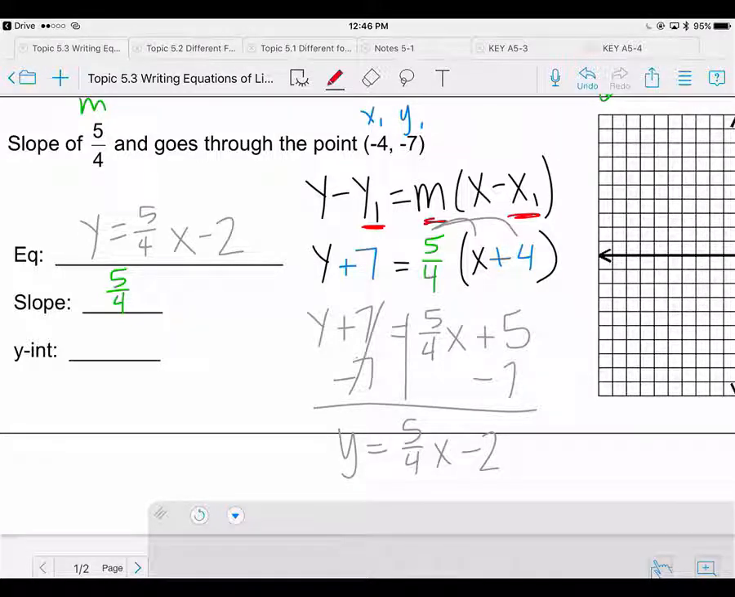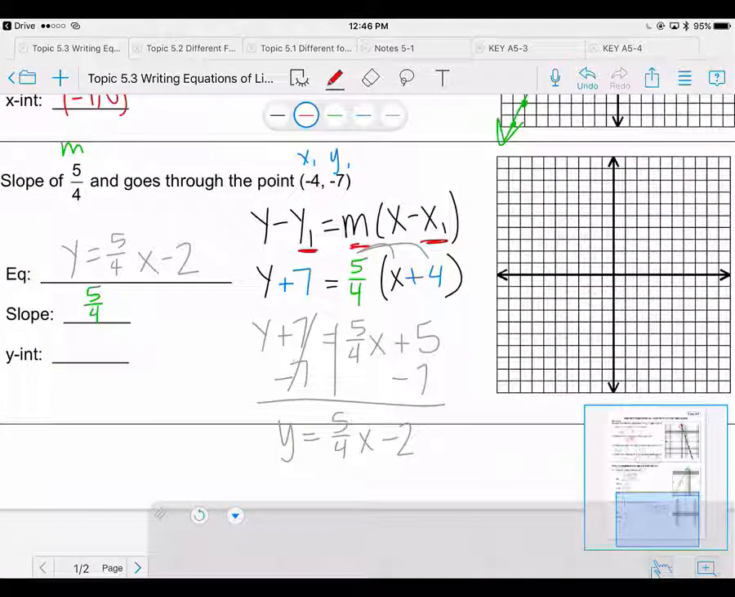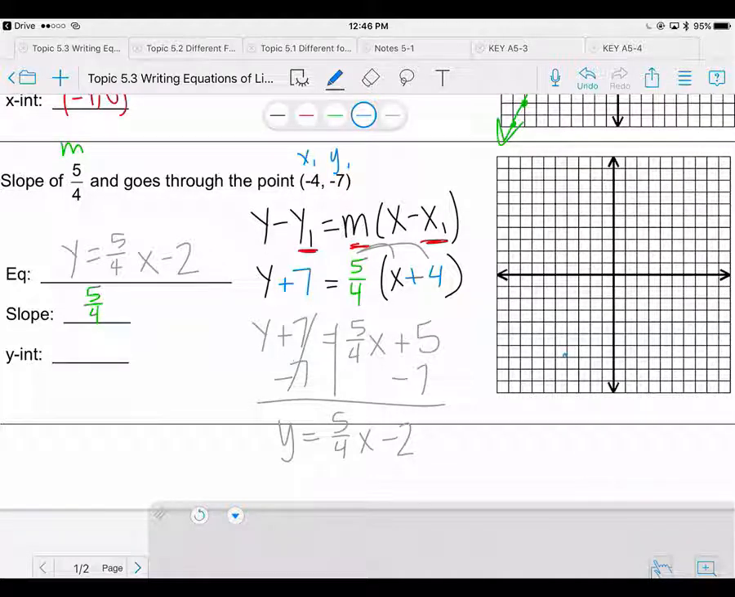You could also plot the point on the graph, so -4, -7, plot the point. And then use your slope of up 5/4, up 5/4 to find your y-intercept. So again, if you feel comfortable with converting, you could convert to find your y-intercept. You could also graph it on the graph and see where it crosses the y-axis.